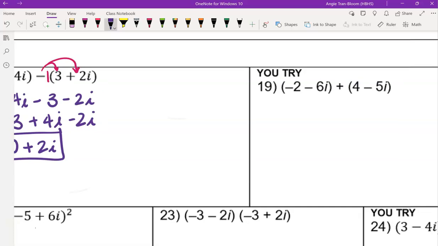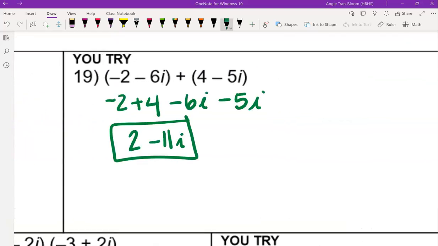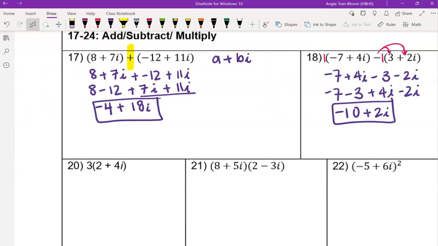And then I want you to do 19 on your own. Give it a try. So did you guys end up with 2 minus 11i? I hope so. All right, let's do example 20.